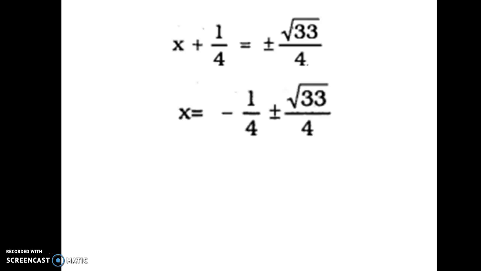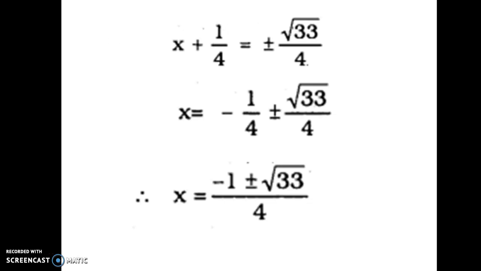Now you have to take 1 by 4 to the RHS. Then for plus and minus, you can write it as plus or minus. Still more we can't reduce, that's why it is simply written like this itself. You can separately write it as minus 1 plus root of 33 by 4, and comma, minus 1 minus root of 33 by 4. So these two are the roots of the equation.